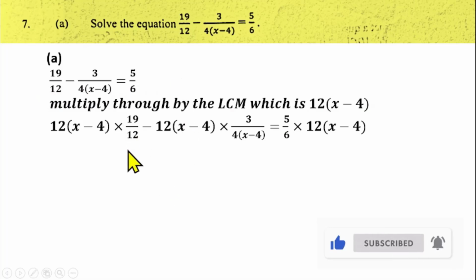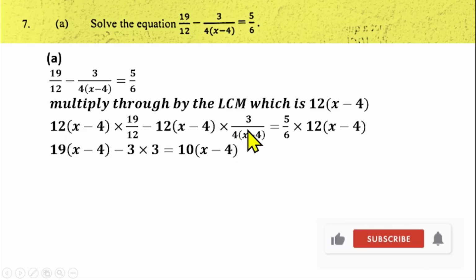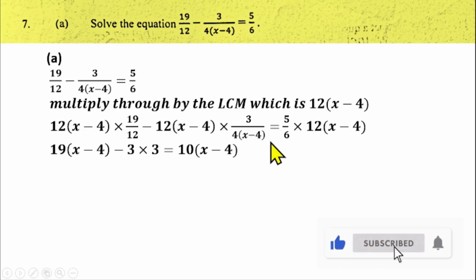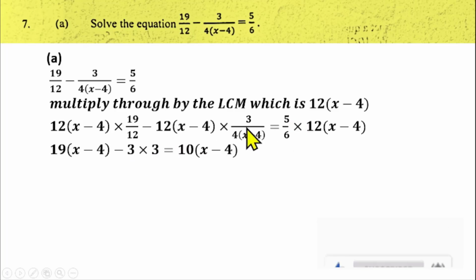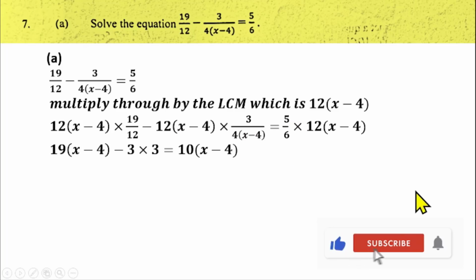So let's go about it. 12 can cancel 12 here, so you'll be having 19 into s minus 4 left here. Minus 4 can go in 12, that gives us 3. Then s minus 4 will cancel s minus 4, so you have 3 times this 3 here. So you have 3 times 3. Then 6 can go in 12 here, that gives us 2. 2 times 5 gives us what? 10 into s minus 4. You can see what you have arrived at using that logic, and that it is very, very fast in that case.